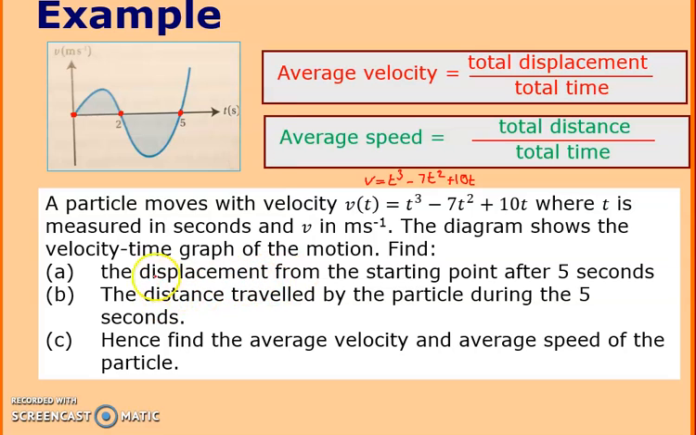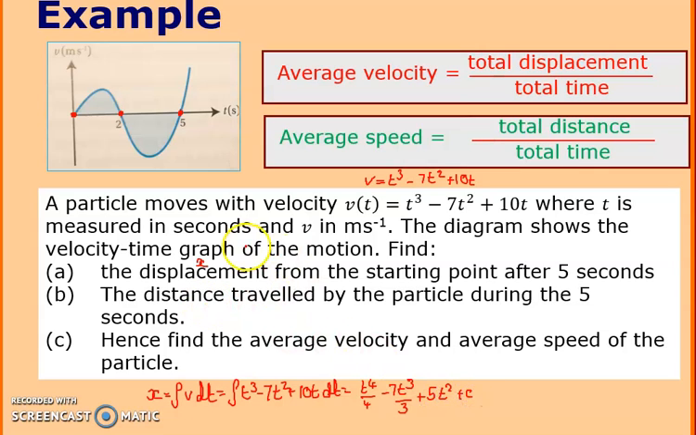Displacement is x. So to find x, we should remember that x is the integral of v dt. So I've got to integrate t cubed minus 7t squared plus 10t. Now you can do this in two ways. You can do it as an integration where you get a constant and you find the constant, and that's the way I'm going to do it. You could do it as a definite integral. So add a power, divide by the new power each time. 10t squared over 2 becomes 5t squared, plus a constant.